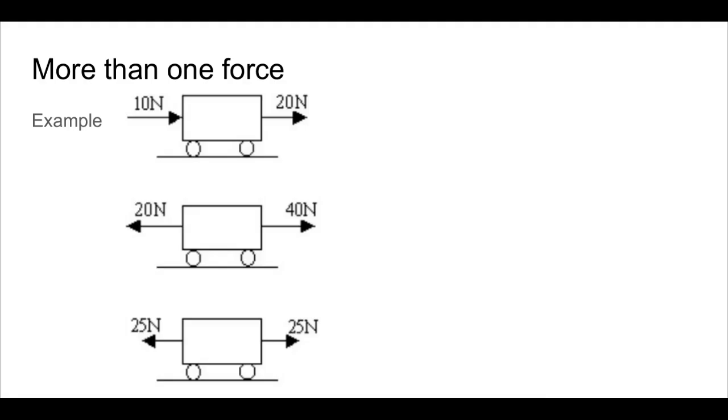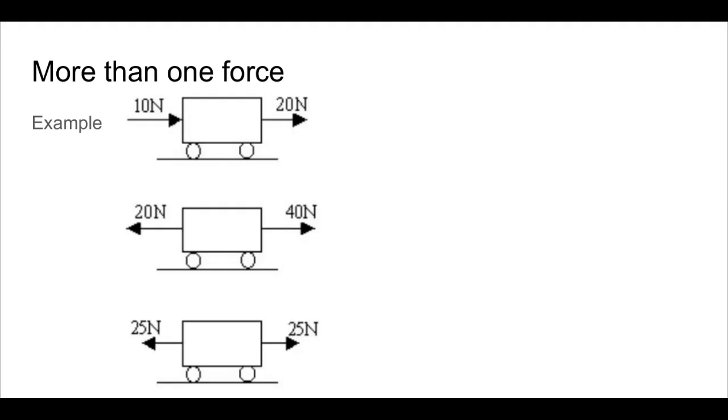So here's an example. Actually, there are three examples. In the first one, we've got a 10 newton force and a 20 newton force. If you look at the arrows, they are both pushing towards the right, from left to right. So they're acting in the same direction, and our resultant is going to be 30 newtons, 10 plus 20.